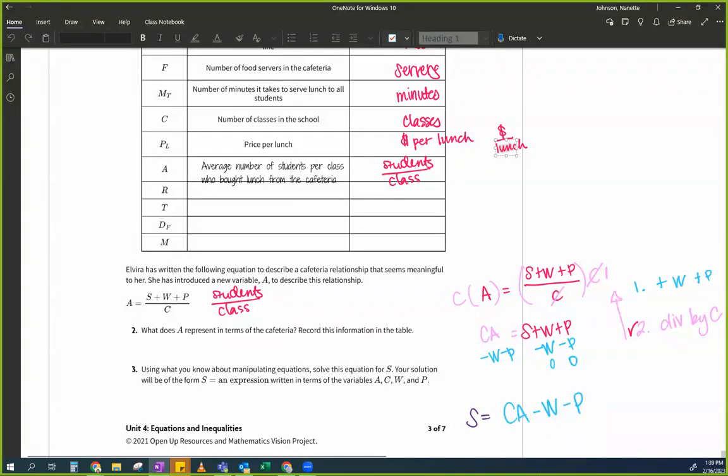Okay. Ms. Johnson, you said to check everything. How would you check this answer? The way I check this answer is I'd take all of this stuff that S equals, and I'd plug it in there and see if it's a true statement. So really quickly, I'm going to do that.